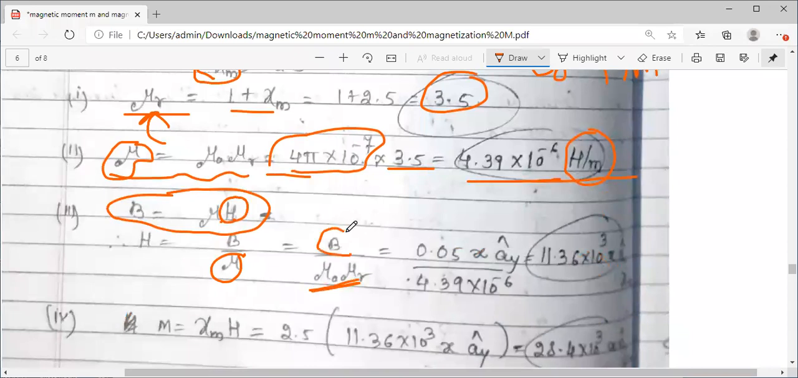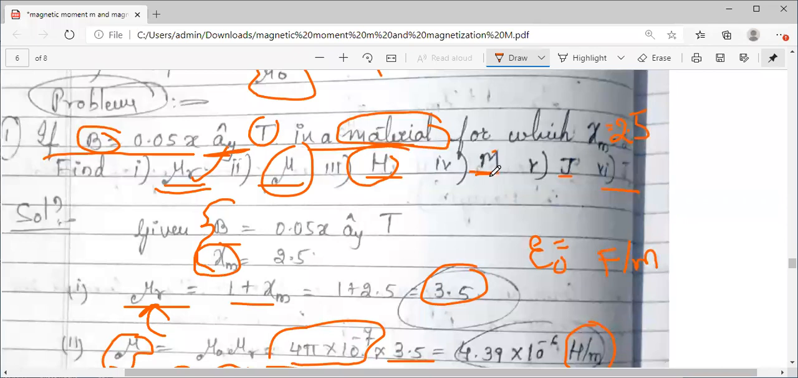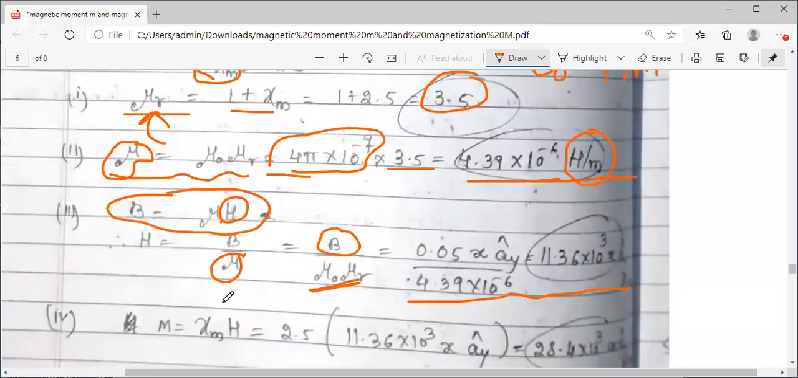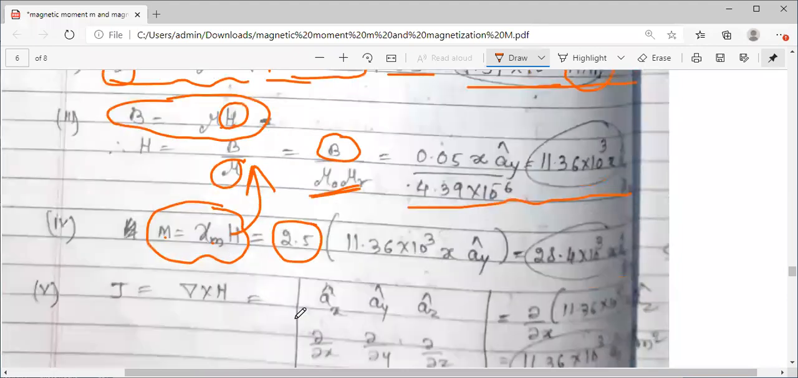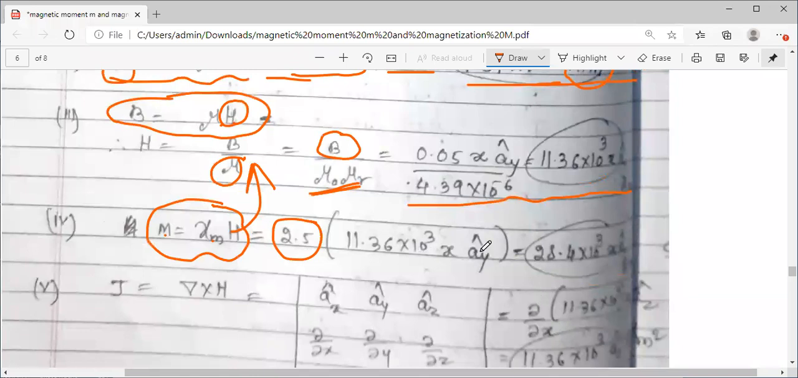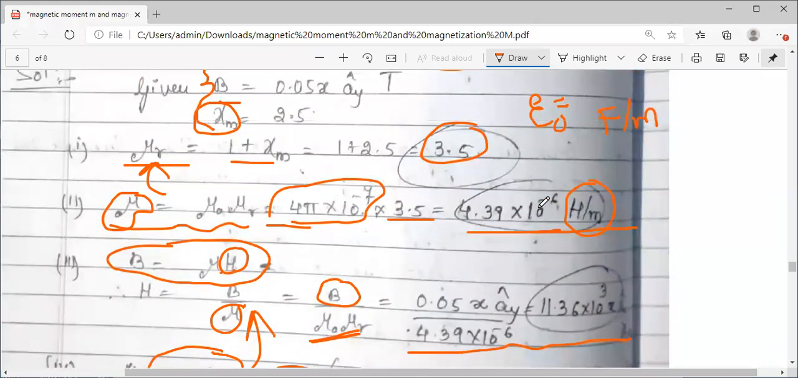So calculate that. B is given to you in the question. You can take the ratio, you'll get the answer. Now, fourth one, capital M, magnetization. H आ गया तो M आ जाएगा. Magnetization is equal to susceptibility into H. Direct formula is there. Magnetization M, susceptibility is 2.5 given. H you have already calculated, so you will get the fourth one also. I am not going into the calculations. That is your part. You have to do it.